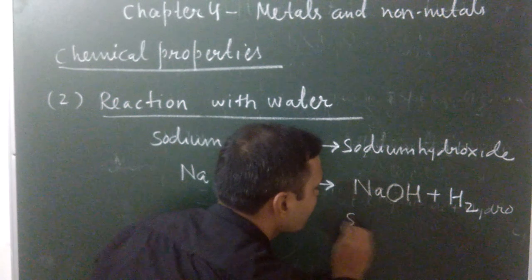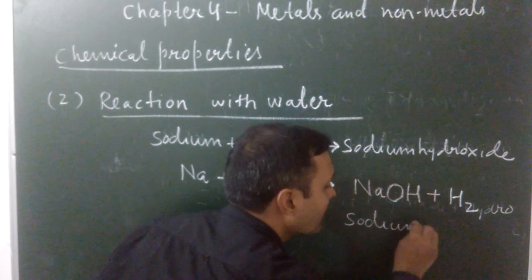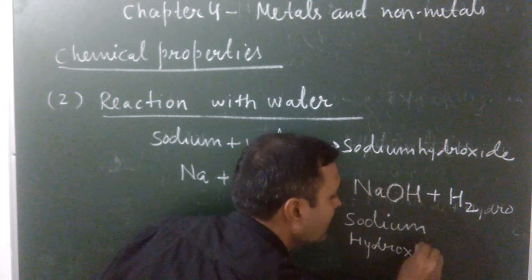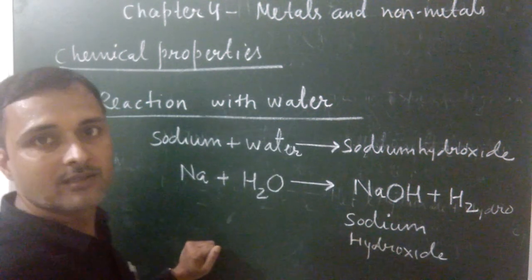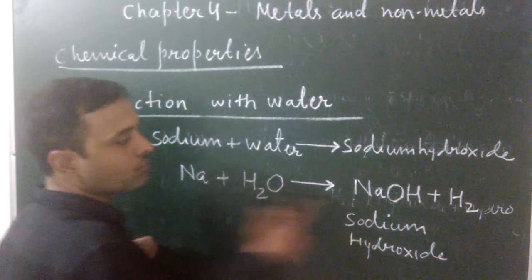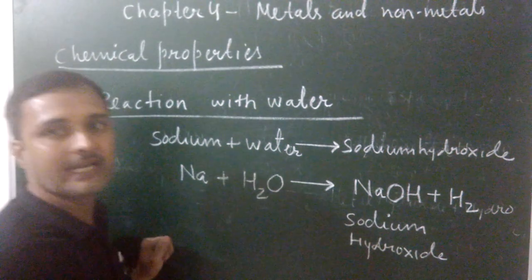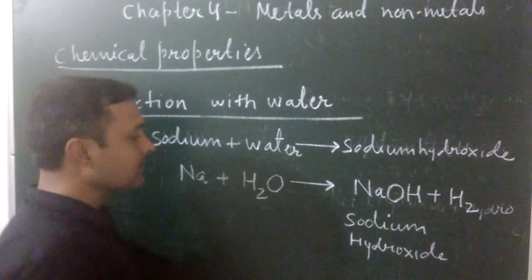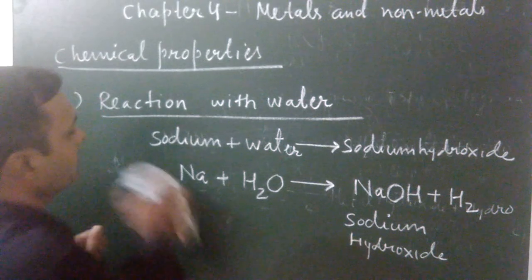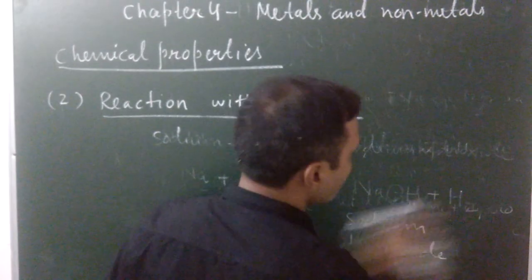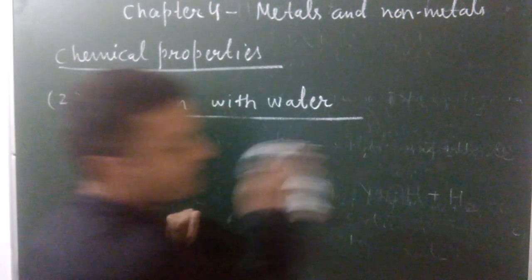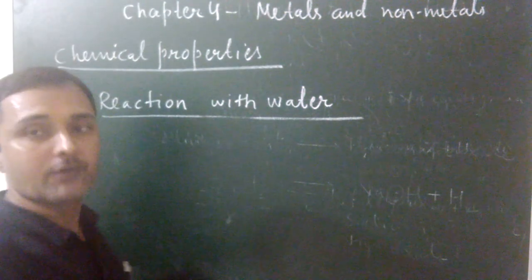The main product is sodium hydroxide along with hydrogen gas. So what happens when sodium metal reacts with water? It will give sodium hydroxide and release hydrogen gas. Come to the next metal, the reaction of magnesium with water. When magnesium reacts, it will give magnesium hydroxide and evolve hydrogen gas.